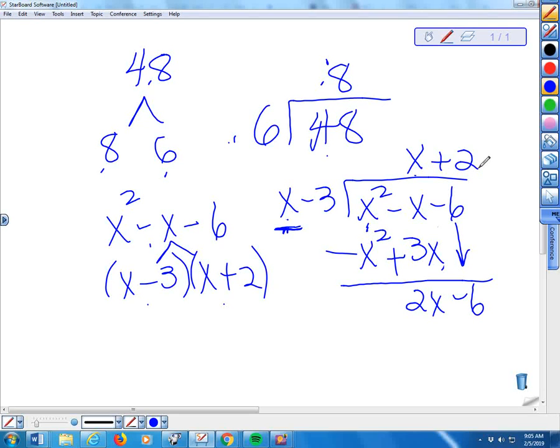Now I'm going to multiply. 2 times x is 2x. 2 times negative 3 is negative 6. Change the sign. My remainder is 0. I got the other factor as a result.